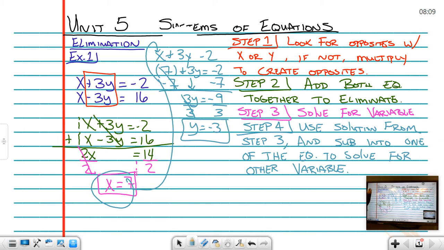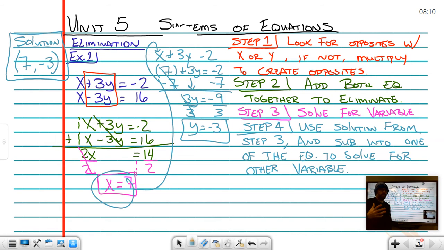So then my solution is going to be 7, comma, -3. That is my solution there. All right. So that would mean that if I was to graph these two, they would intersect at 7, -3.